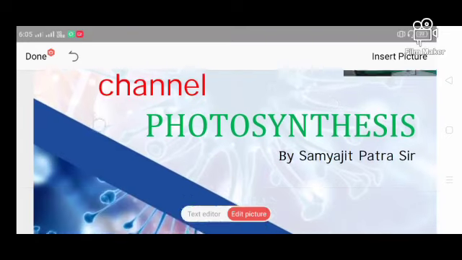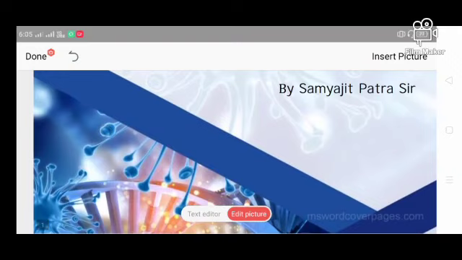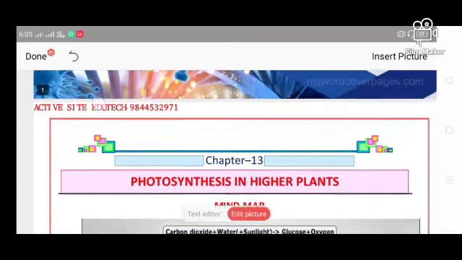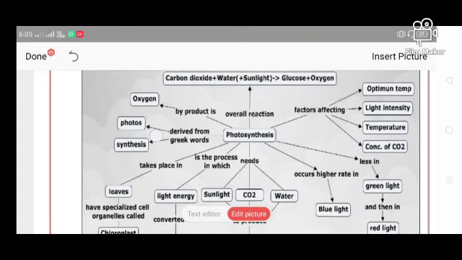So today's topic is photosynthesis. I am your Samyajit Sir, doing this topic to elaborate for you for the better information. So without any delay, let's start. What is the mind map of photosynthesis? It is like the slide which you are observing now.